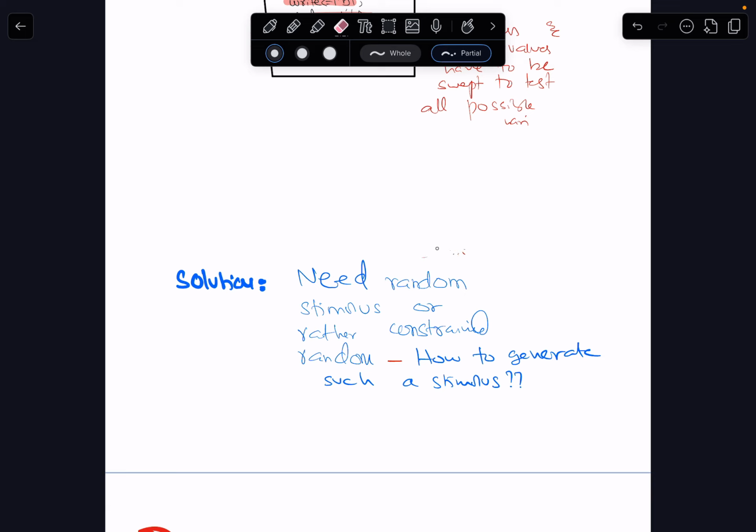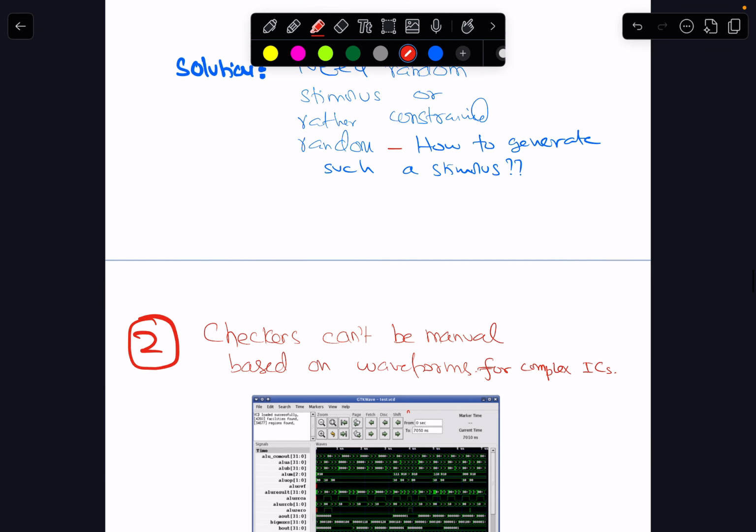So here's the solution: we need random stimulus, or rather constrained random stimulus. We can constrain that the address has to be greater than a certain value or less than a certain value, or that data has to be in this range. So you need some mechanism that helps us generate such a stimulus. This is one of the reasons.